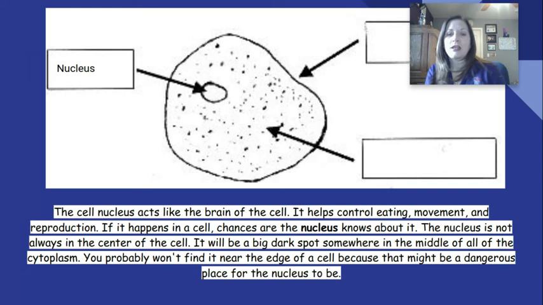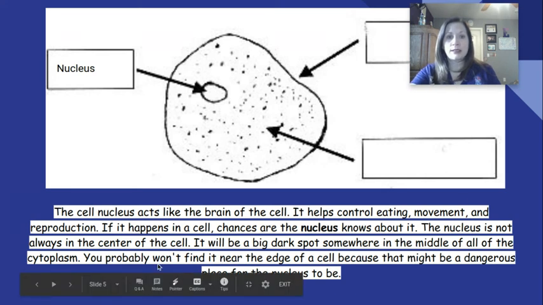So you aren't going to find it right on the edge because we need to protect it. And that cell is important because it helps control the eating, the movement, and the reproduction of your cell. So please write down nucleus if you haven't.